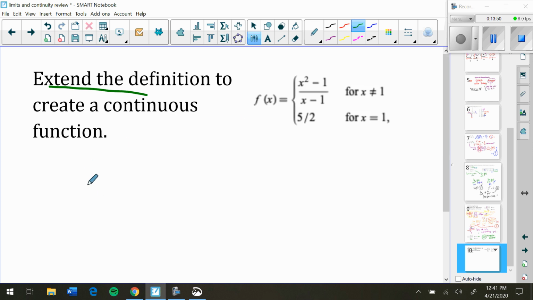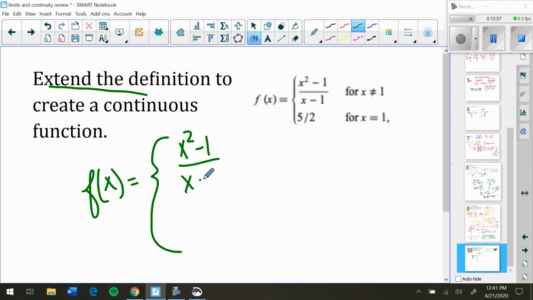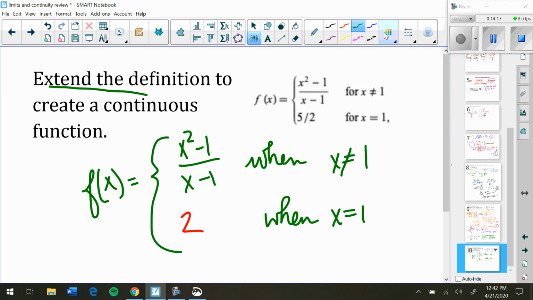Well, good news. We pretty much already did this. We can keep the top as is, x squared minus 1 over x minus 1 when x is not equal to 1. And what we just said is in order to plug up this hole that exists when x is equal to 1, we need the y value to be 2. So that's all we need to change. We have now extended the function to remove that discontinuity.